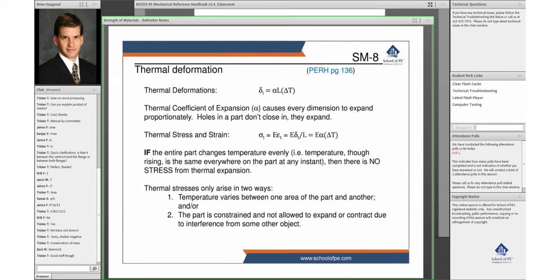Another kind of deformation you could possibly have is deformation due to heating or cooling. If I take an entire part and raise every single atom in that part by a certain amount delta T, then I can predict how much thermal deformation that entire part is going to experience.